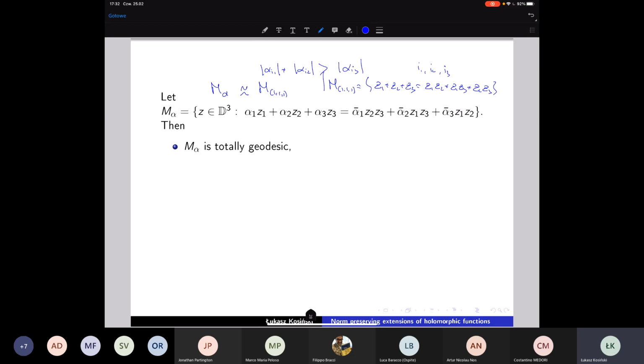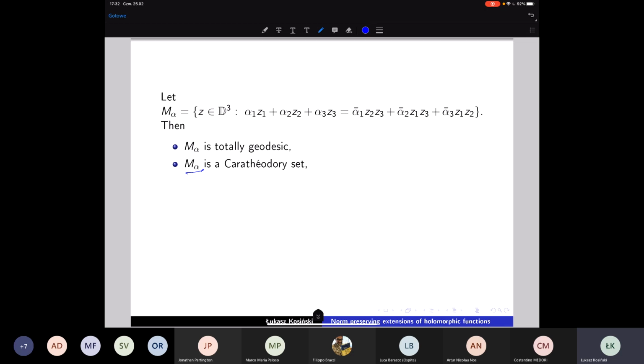And it turns out that M alpha is a C set. Actually, M alpha is totally geodesic in a sense. In the polydisc, geodesics are not unique. So here it is totally geodesic in the sense that for any two points in M alpha there exists a geodesic that lies entirely in M alpha.